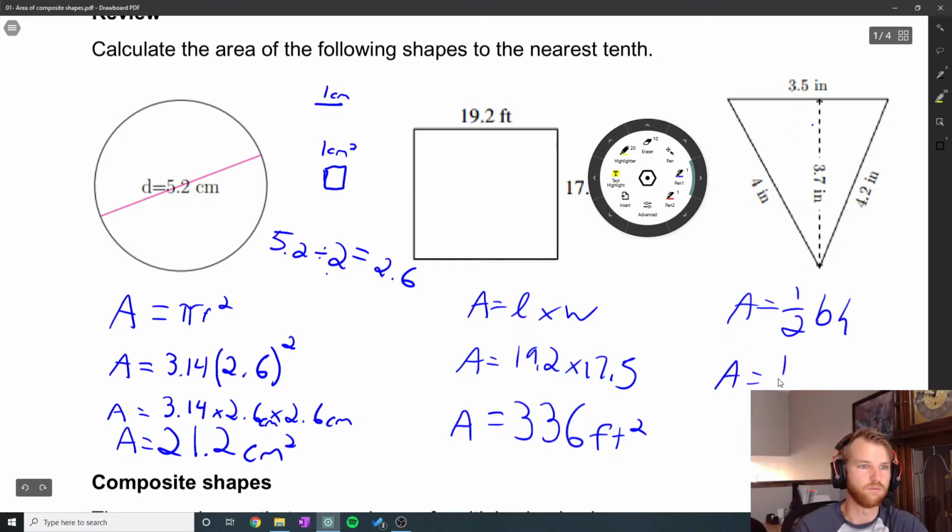So this then would be 1/2 times base times height. Our base is 3.5. And I'm just going to put brackets here to show that we're multiplying, and times 3.7.